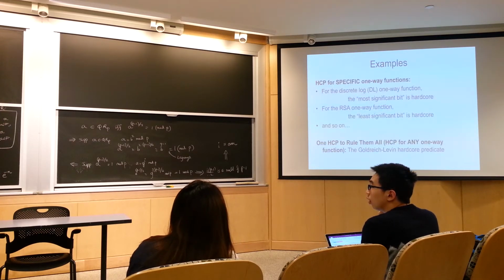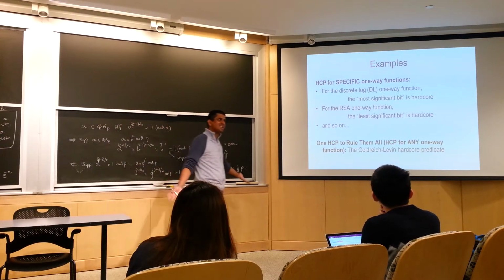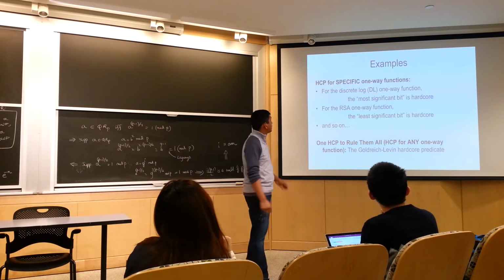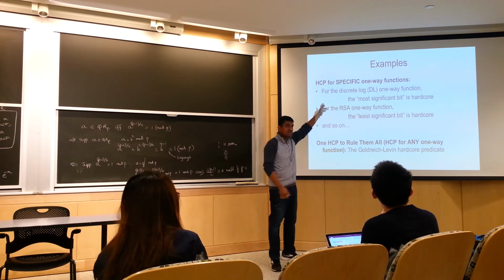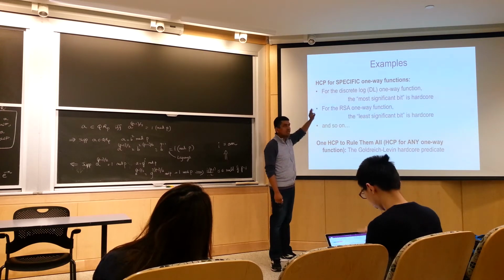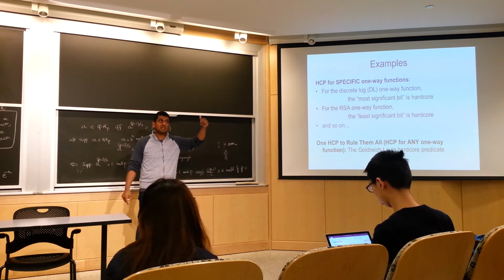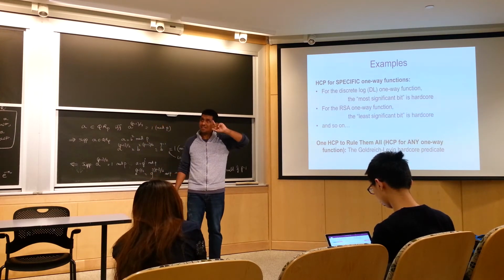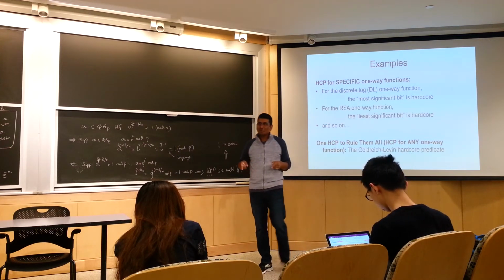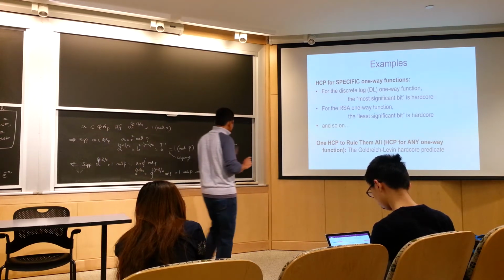Okay? So now the question is, do hardcore predicates exist? It's nice to define things, but if they don't exist, not very good. It turns out that if you look at specific one-way functions, let's say the discrete log one-way function, or RSA, which we haven't defined but we will, each of these functions has very natural hardcore predicates. Discrete log has the most significant bit, appropriately defined, as a hardcore predicate. For RSA, it turns out that the least significant bit is hardcore. I think for RSA, actually, every bit is hardcore. And so on and so forth.